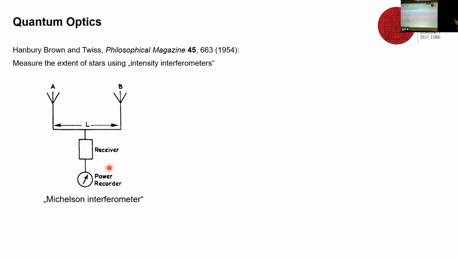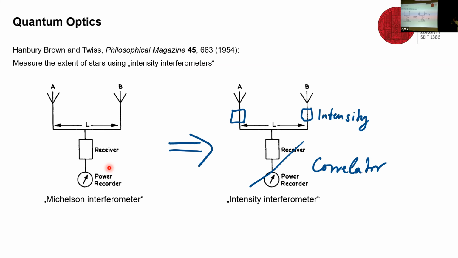Yeah, and it was Hanbury Brown and Twiss who realized that what they could also do is, instead of interfering the amplitudes, actually measure the intensities of the individual receivers, and just measure correlations between the intensities, which is a big advantage if you want to put these detectors very far away, such that doing actual amplitude correlations would be a very challenging task.